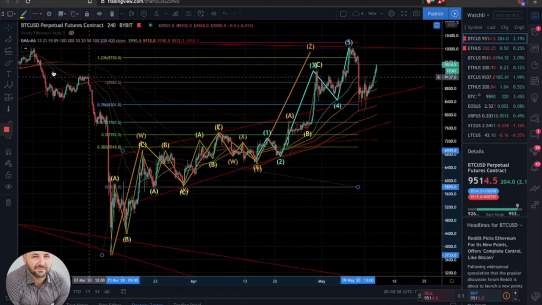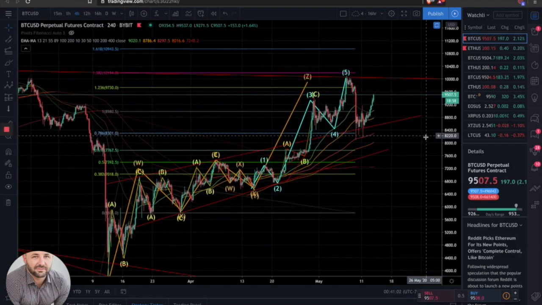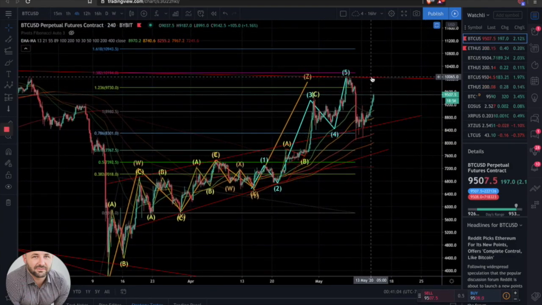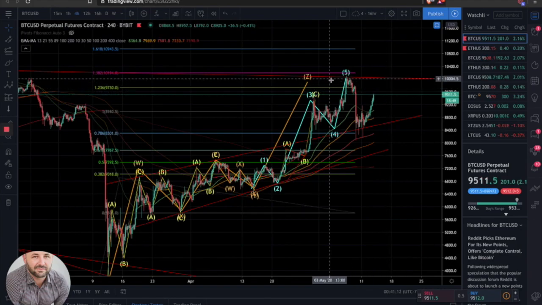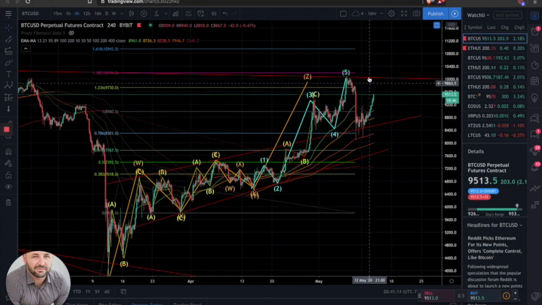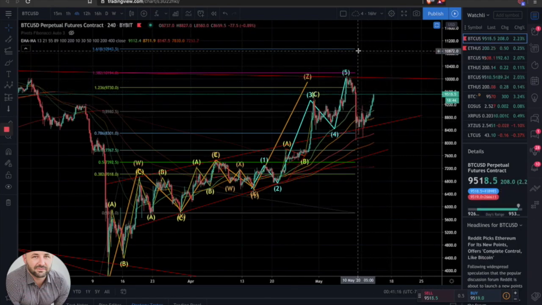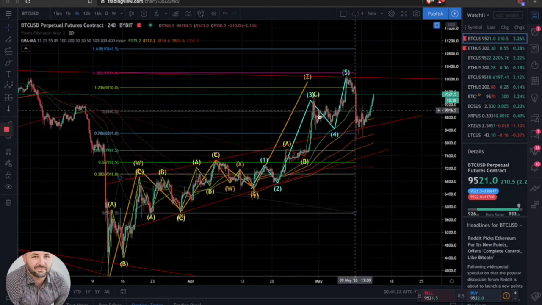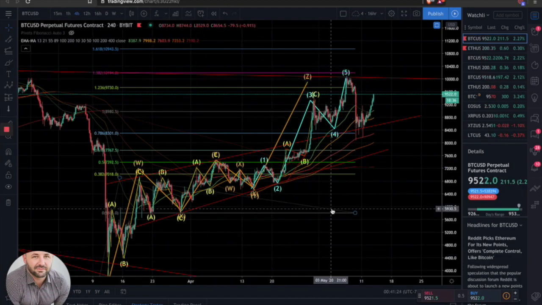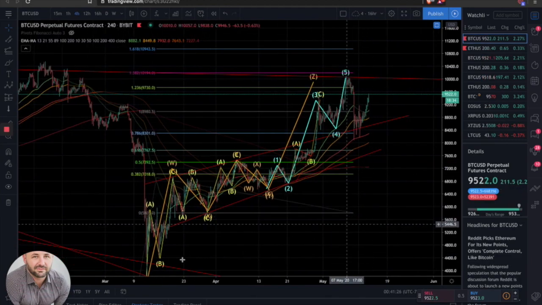It puts us right up here at the top of the 1.382 at roughly the $10,100 mark for where we were at before. Now we can actually go a little bit higher for this to be a WXY and get up here towards potentially the $10,900 mark, and that could be the max for this to be a WXY.